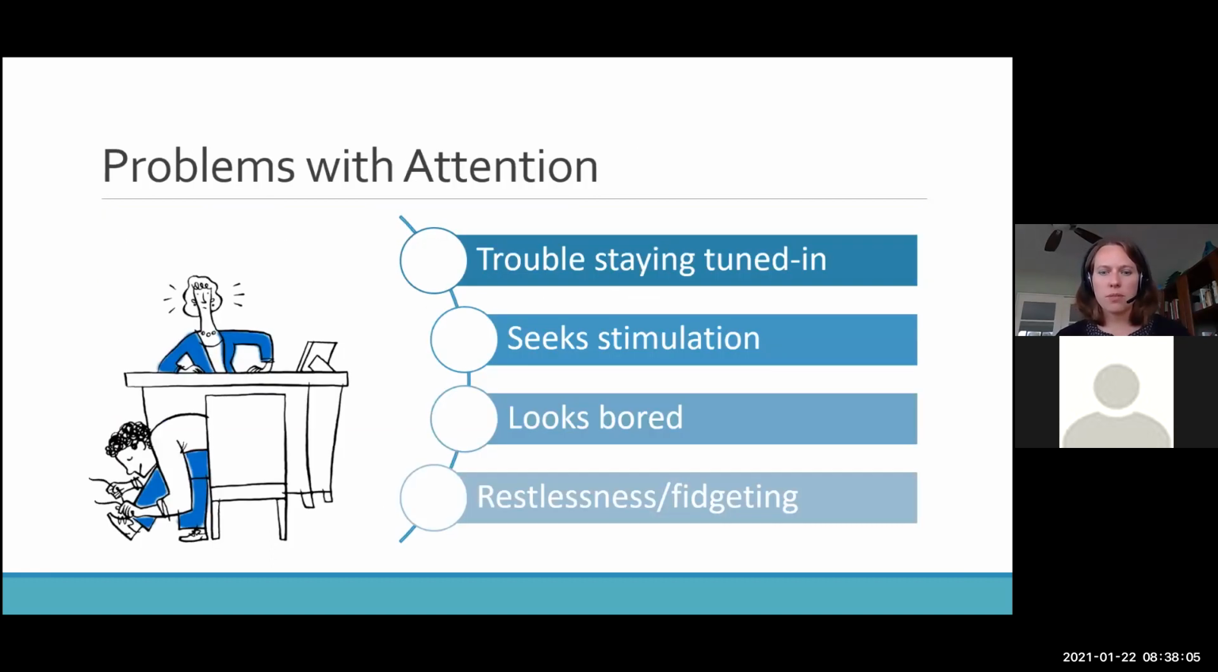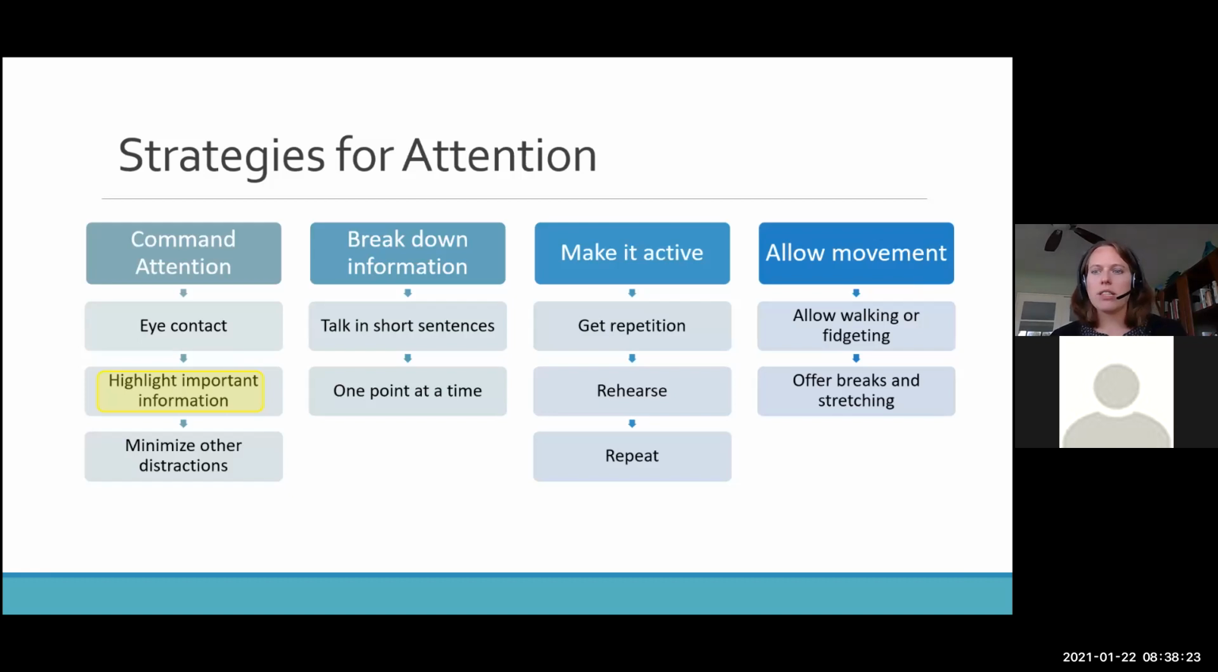So if a person has some problems with attention, you might notice that they have trouble staying tuned in, staying focused. Might be the person who is constantly fidgeting and moving around or playing with things or getting up and down, sort of seeking that stimulation, or they might look bored. And so instead of demanding, sit still, you can't get up, you can't move around, instead help facilitate that to help the person pay attention.